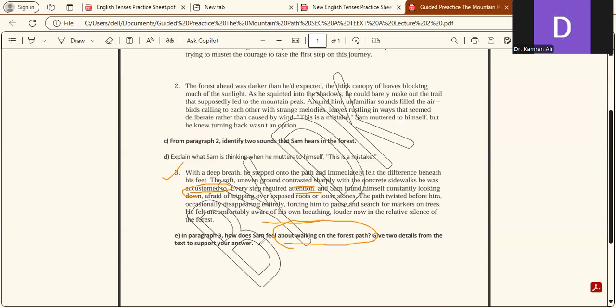This is a 3-mark question, right? 2 marks are for the details, right? And 1 mark is for the feeling, right?